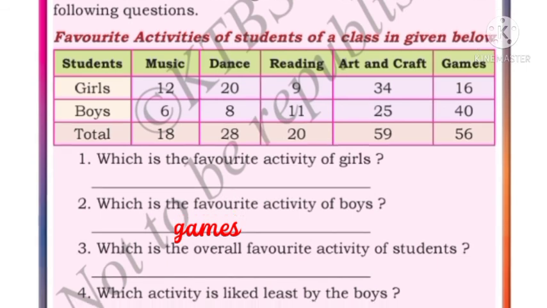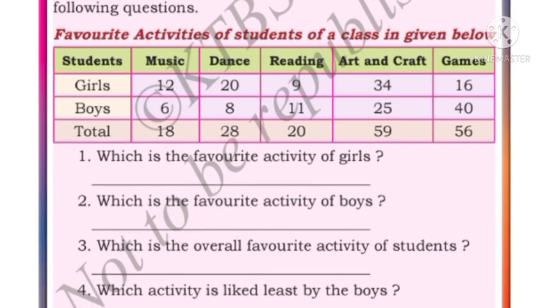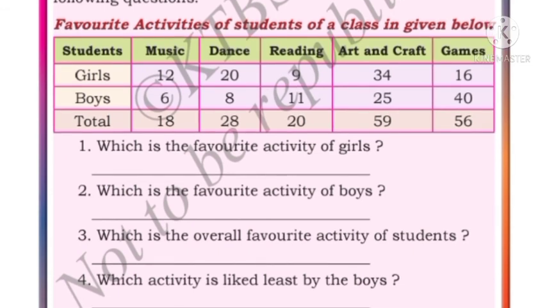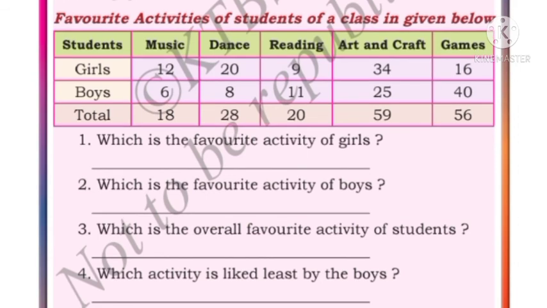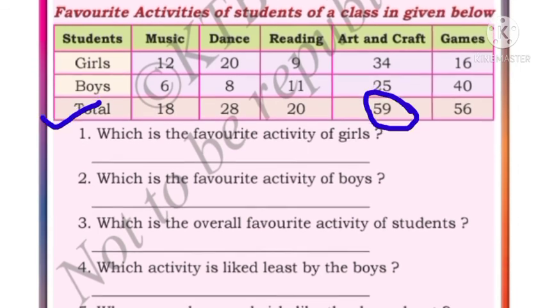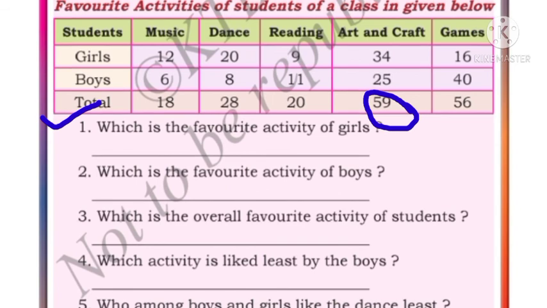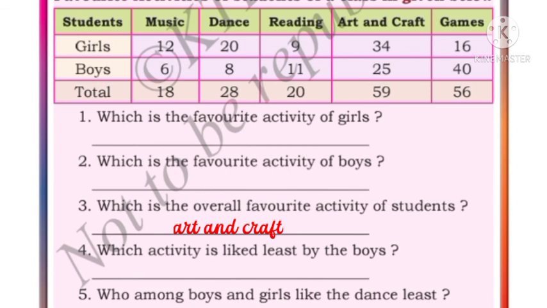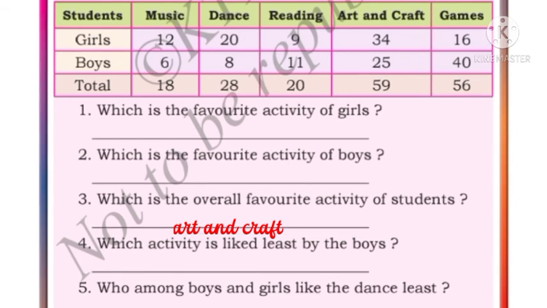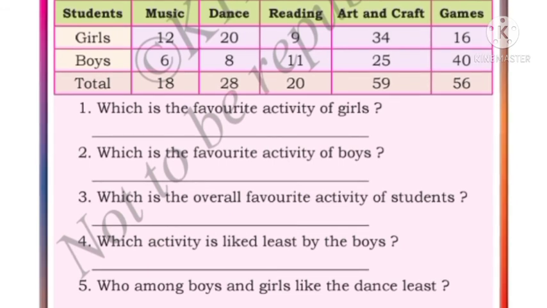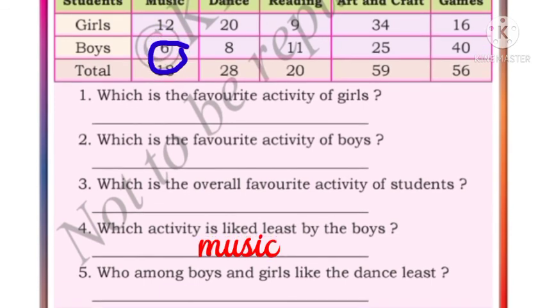Next, which is the overall favorite activity of students? Here we have to see the total number of children, and the most children participated in art and craft. In art and craft, 59 students have participated. So the overall favorite is art and craft, okay? Now which activity is liked least by the boys? The activity liked least by the boys is music.